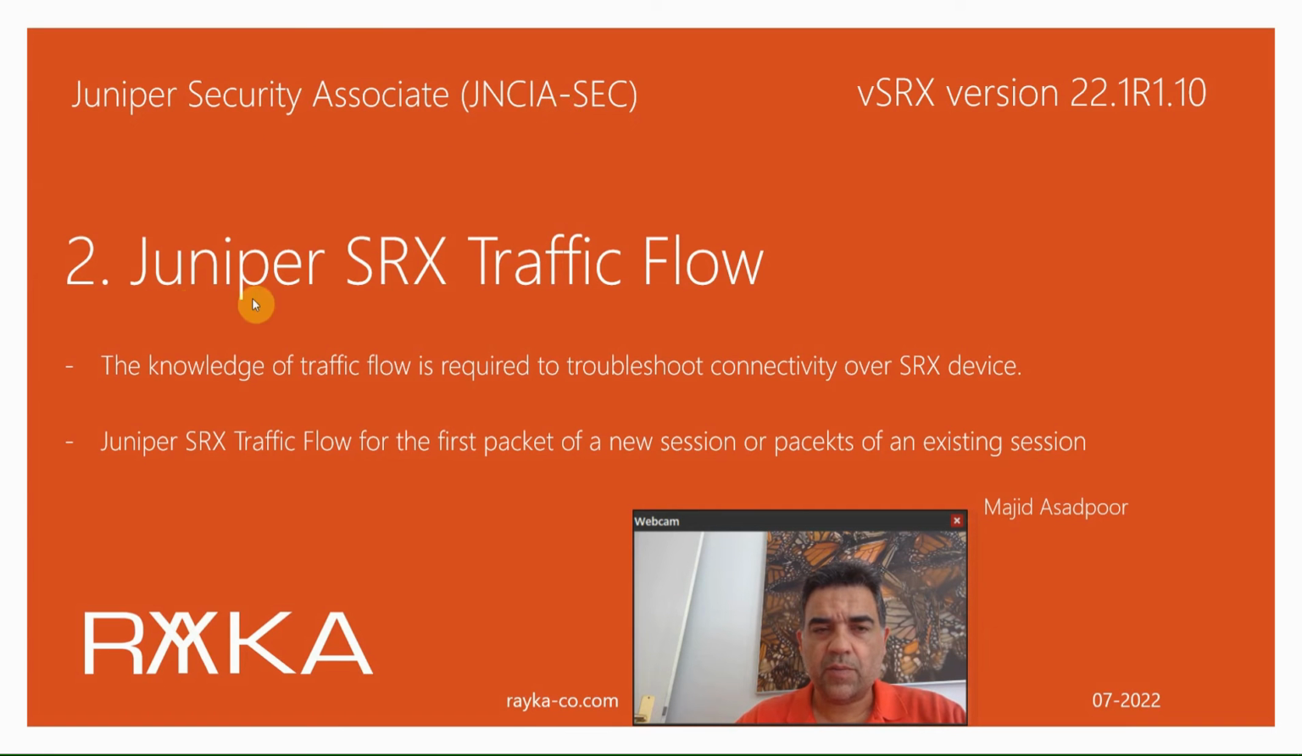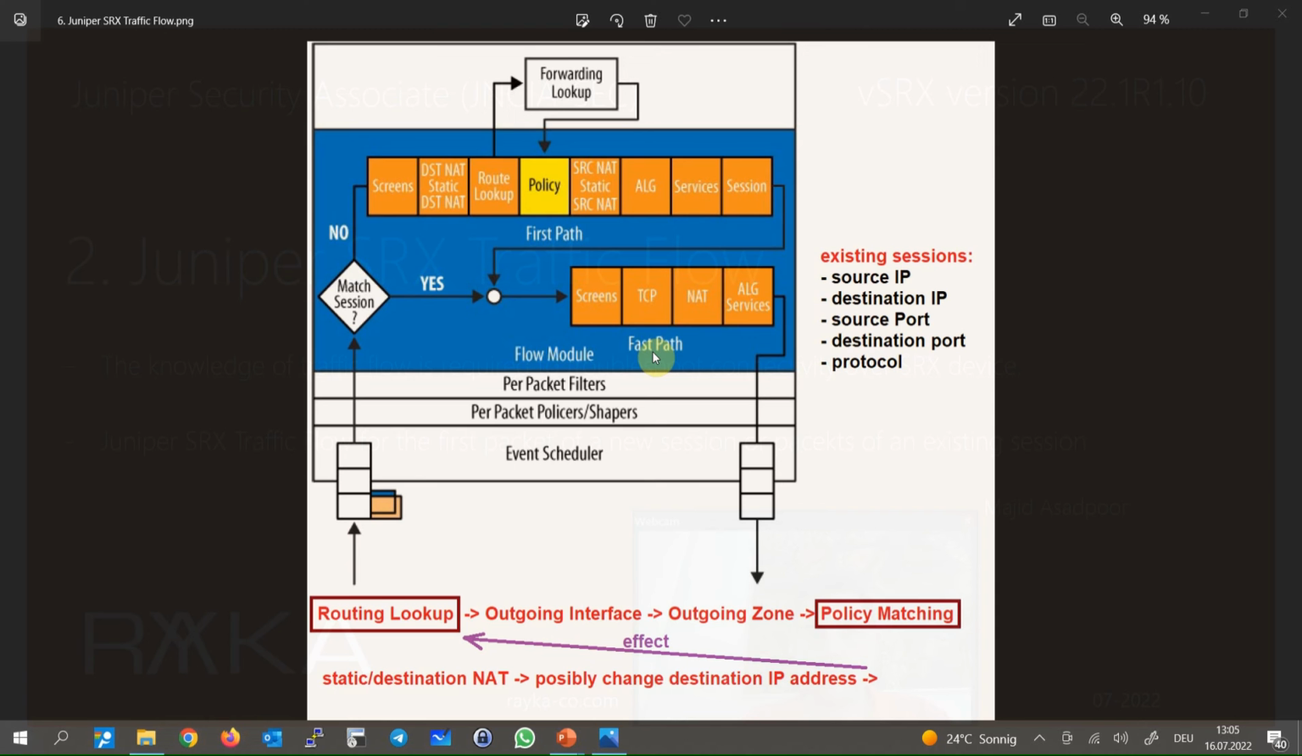In this section, I will talk about Juniper SRX traffic flow, which the knowledge is required to troubleshoot connectivities over SRX devices. Juniper SRX traffic flow for the first packet of a new session or packets of an existing session is different, and this is what we will discuss in this section. As the Juniper SRX traffic flow diagram shows, when a packet enters an interface, first of all, it checks whether the packet belongs to a new session or to an existing session.